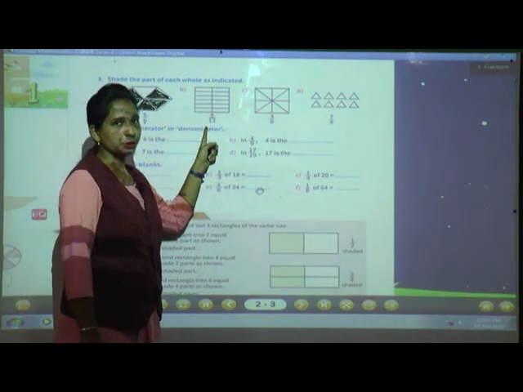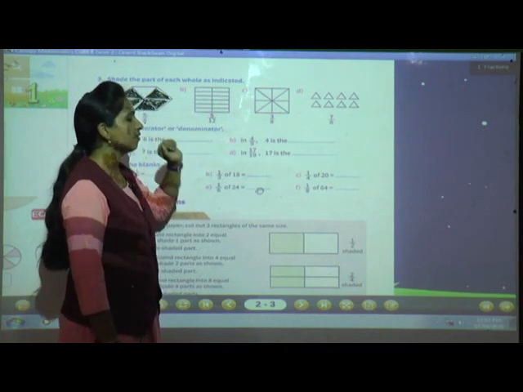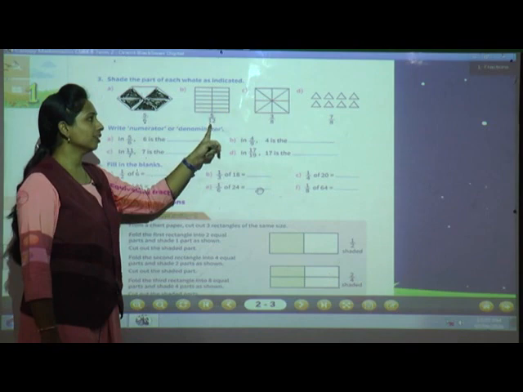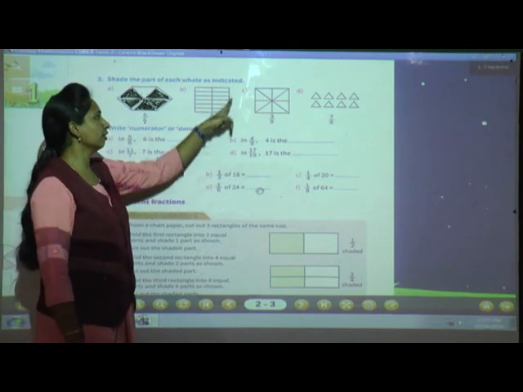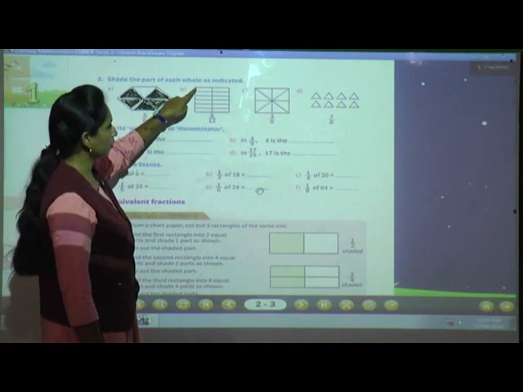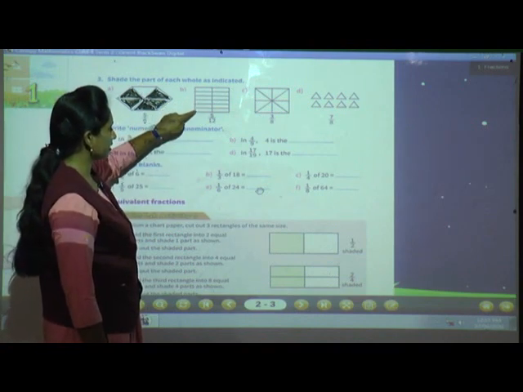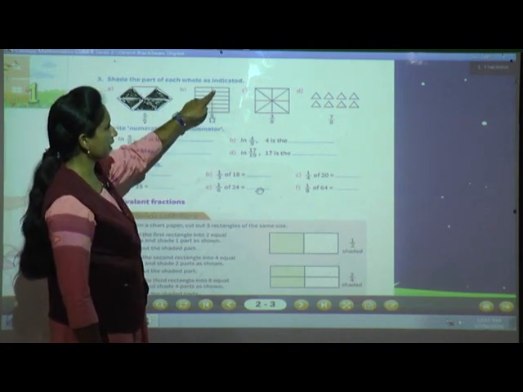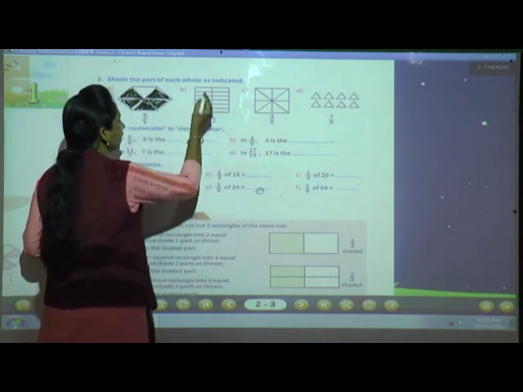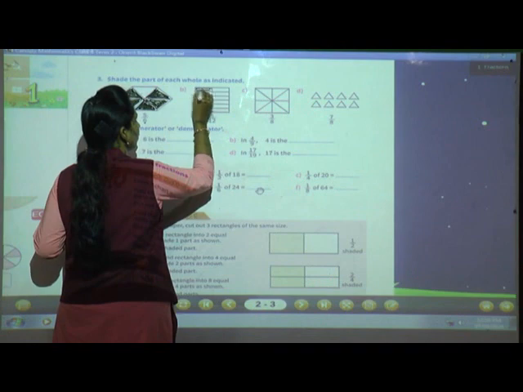5 divided by 12. Okay. How many we have to color? How many parts we have to color? Total in whole in the rectangle shape there are 12 parts. Isn't it? You can count 1, 2, 3, 4, 5, 6, 7, 8, 9, 10, 11, 12. Out of that how many we need to color? 5. So you can color as you like wherever you want.